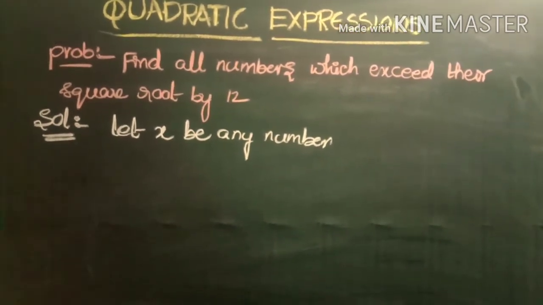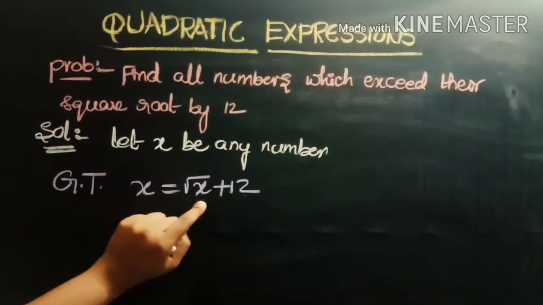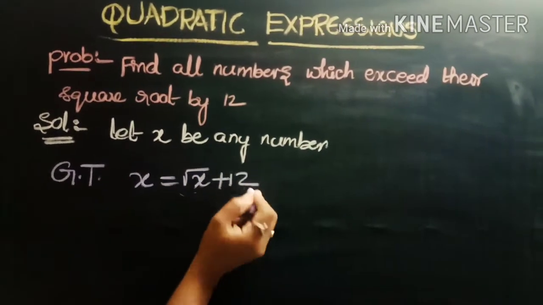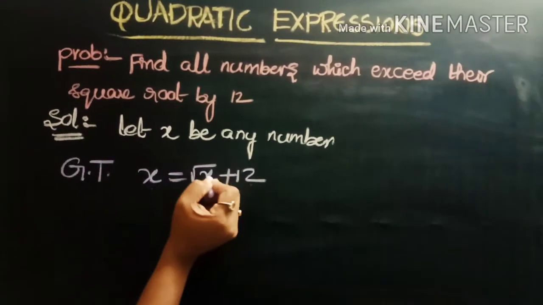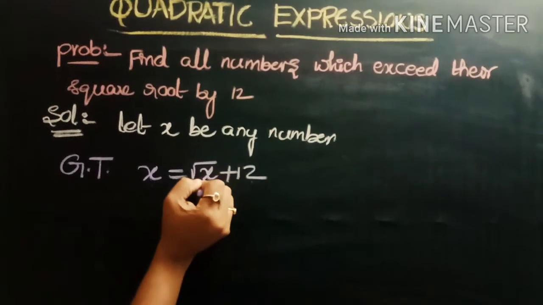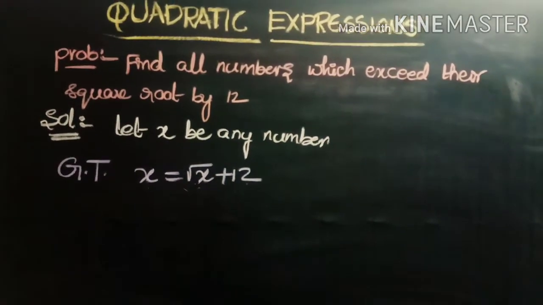What is the given condition? The given condition is x is equal to root x plus 12. The number exceeds its square root by 12. That is, the number is 12 more than its square root. That is the given condition. So x is equal to root x plus 12.